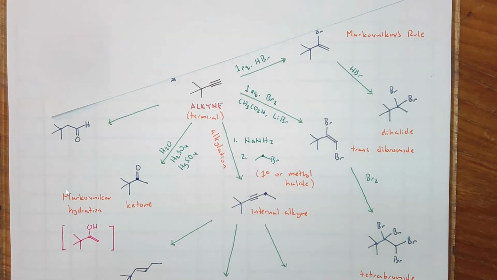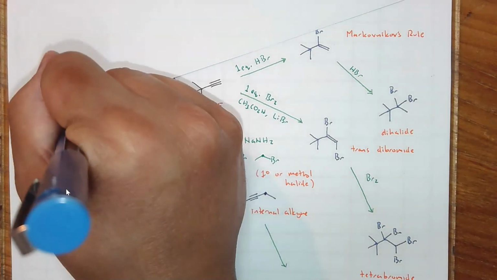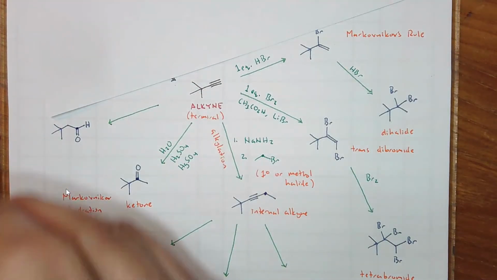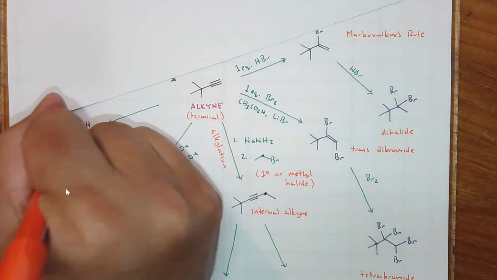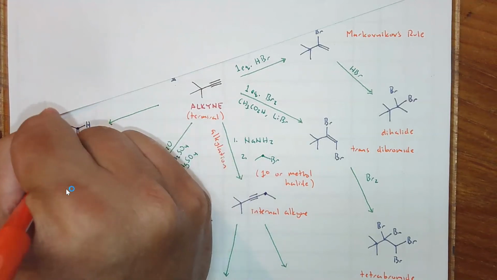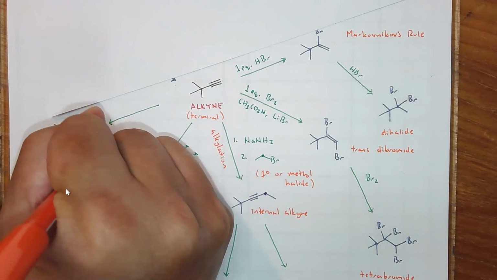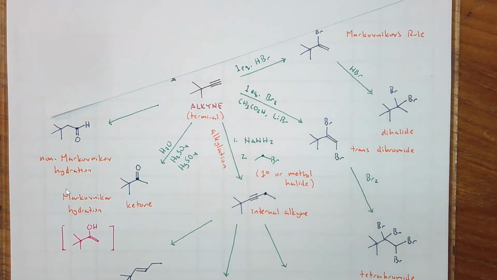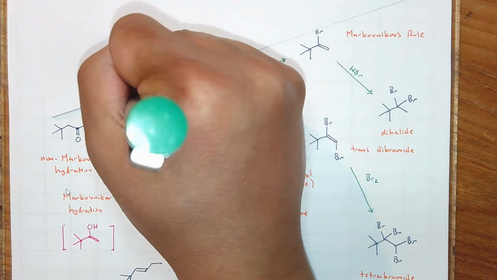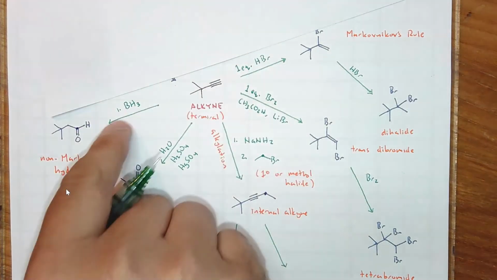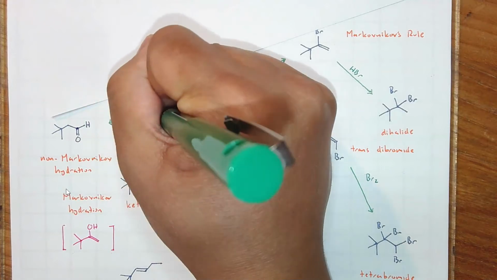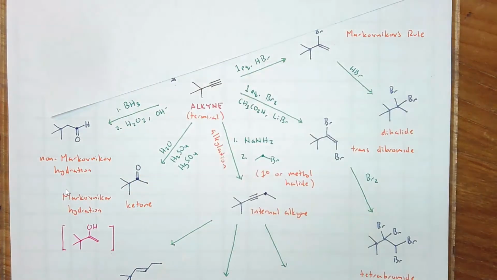Now, if we wanted to add the double bond oxygen to the end carbon, right there, you would call that non-Markovnikov hydration. Those reagents are going to look very familiar. BH3, and don't forget the 1 and the 2, H2O2, and OH minus.